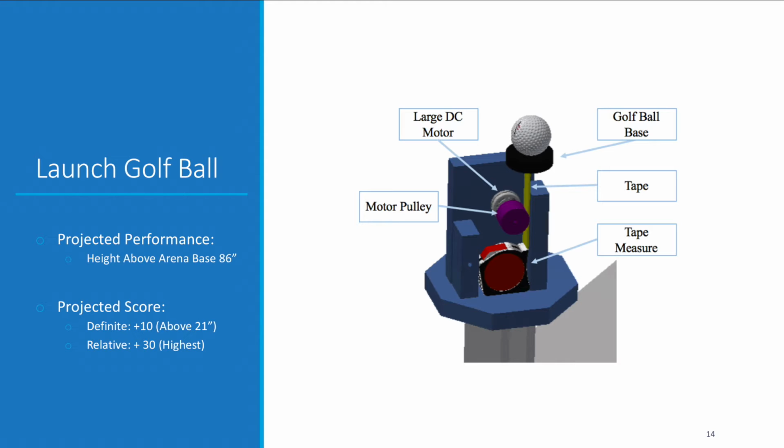Independent preliminary testing found the maximum height for the golf ball to be 86 inches above the arena base. This was achieved with running the large DC motor for 16.5 seconds. This mechanism was projected to earn at least positive 10 points for being above 21 inches, and then depending on an opponent's machine's performance, potentially an additional positive 30 points for elevating the golf ball the highest.